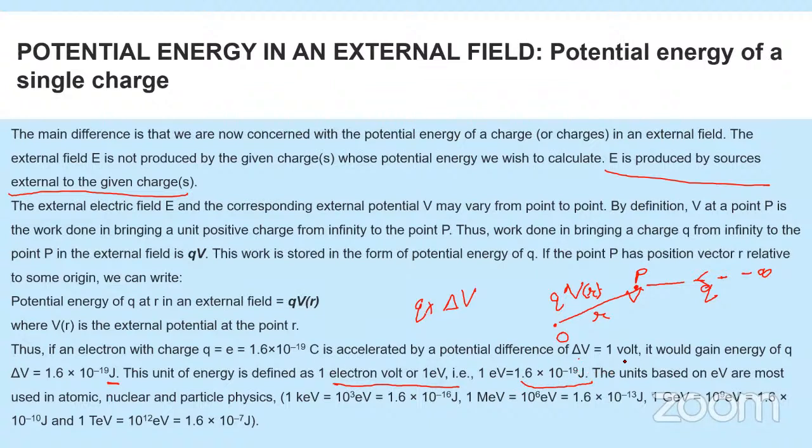We consider this unit when we are trying to study atomic particles and nuclear particles. This is where the unit electron volt is going to be useful. This is how you can see that the potential energy in an external field can be calculated.